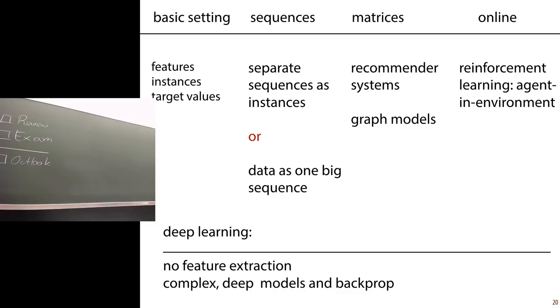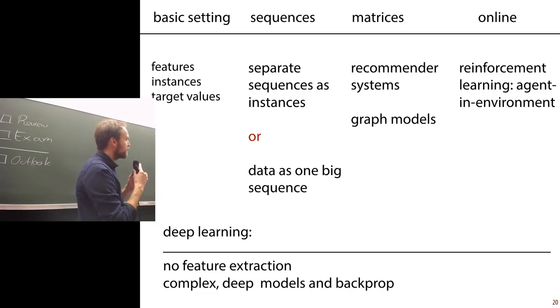Well, recommender systems we've discussed already. So this is the collaborative filtering idea. And then online learning. So learning while you're acting in the world, learning while you're predicting and while you're making actions, while you're exploring, of which we've seen one example, which is reinforcement learning.